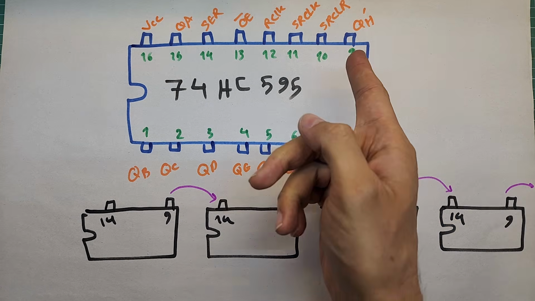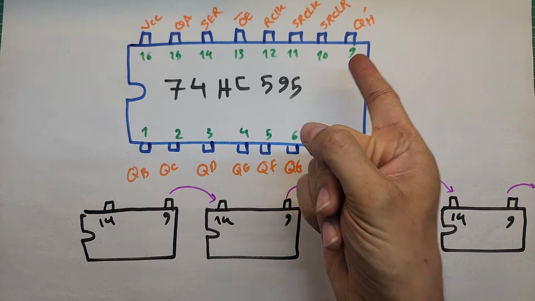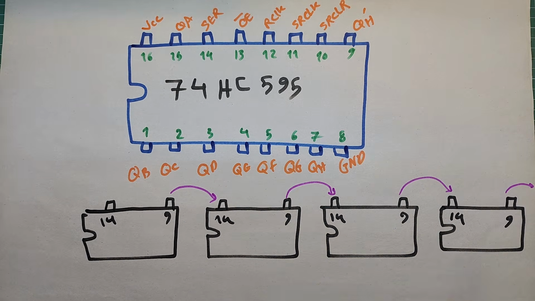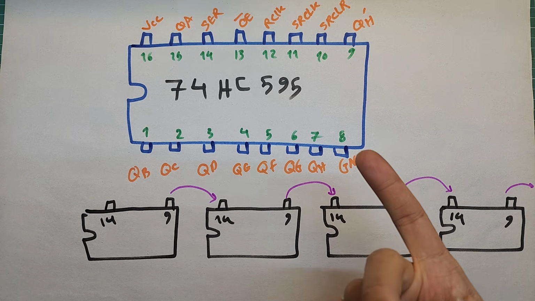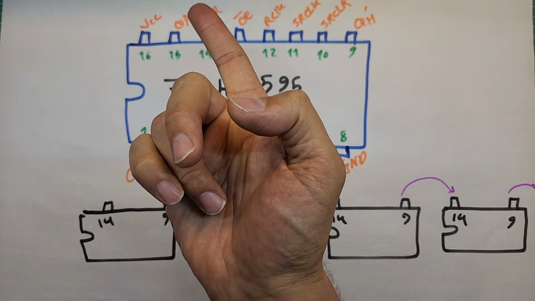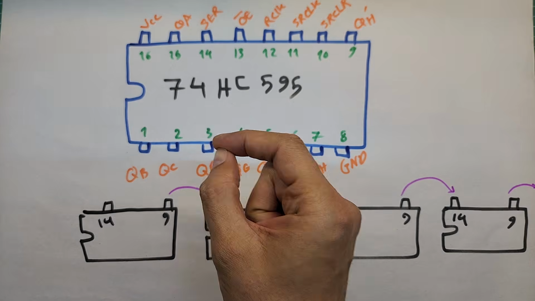Pin number 9 here is also used as a serial output. For example, when we want to connect several of these ICs together, pin number 9 as the output of the IC connects to pin number 14 of the next IC. 9 to 14, 9 to 14, 9 to 14. All right. I didn't mention that pin number 14 here, I mean the SER pin, is the input for the IC.